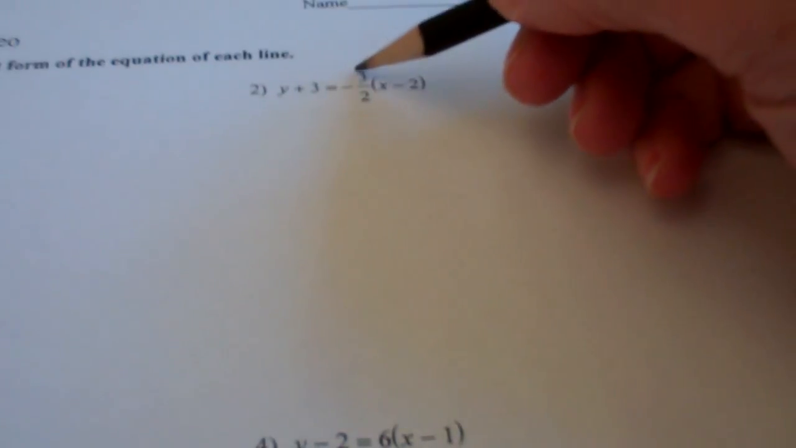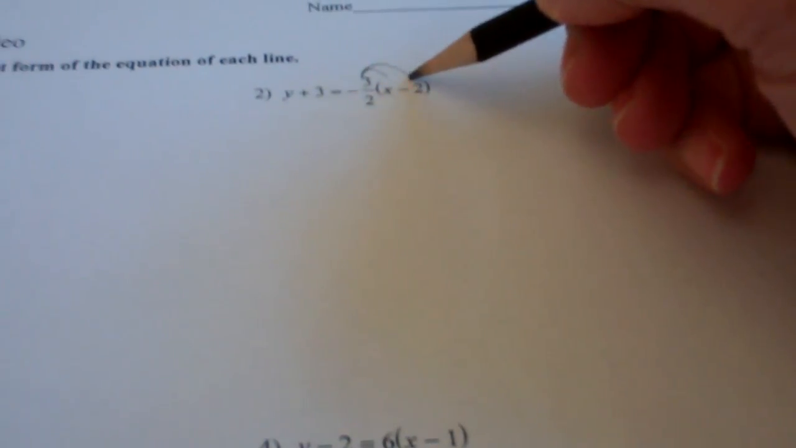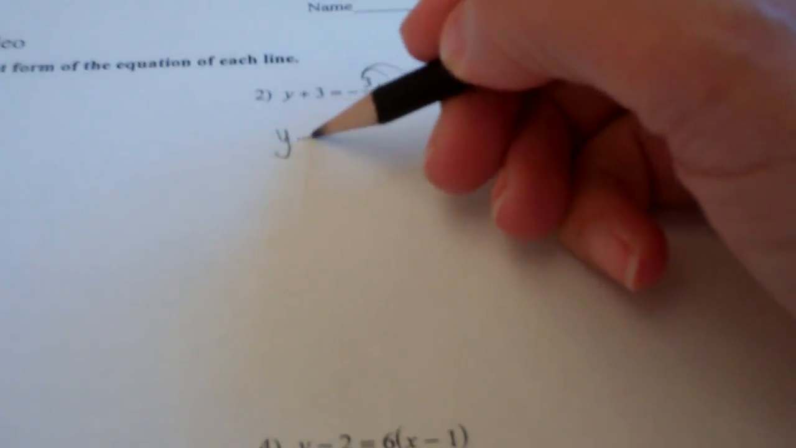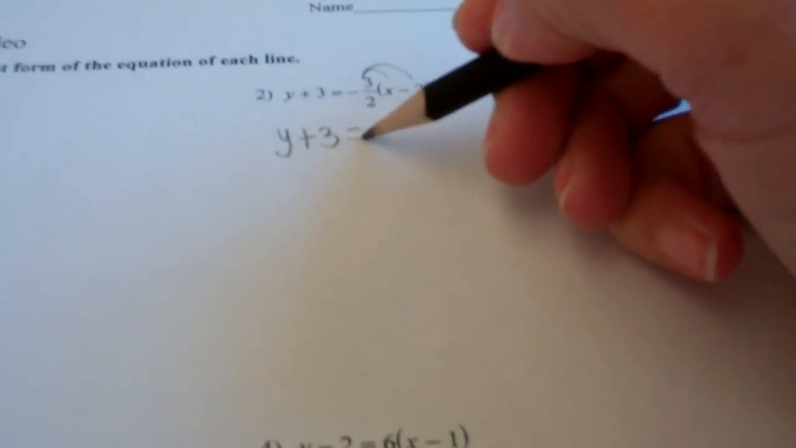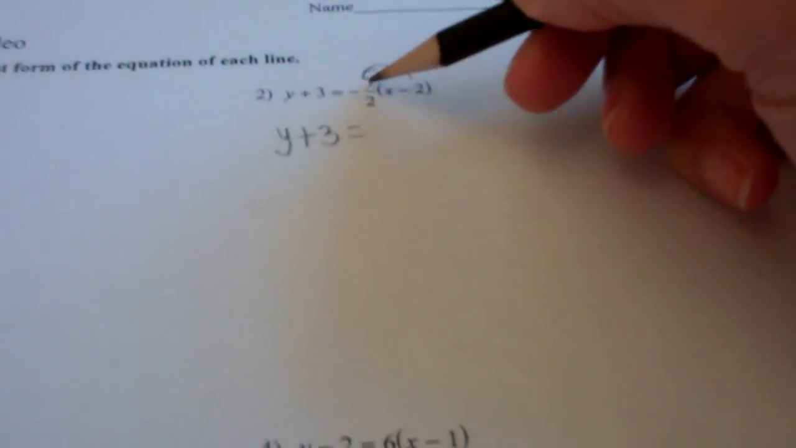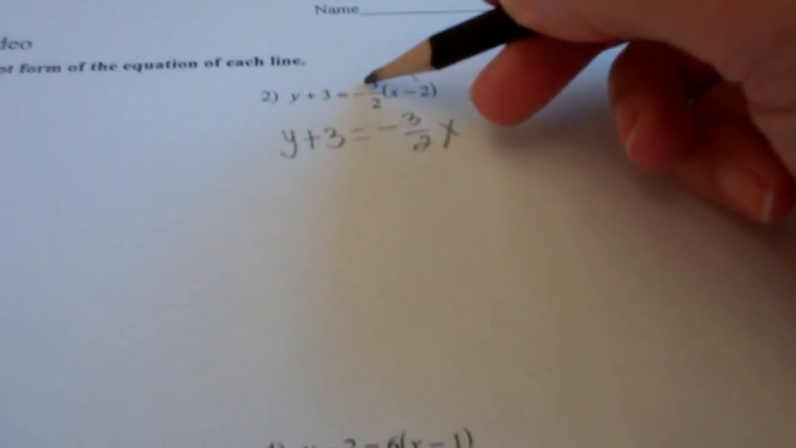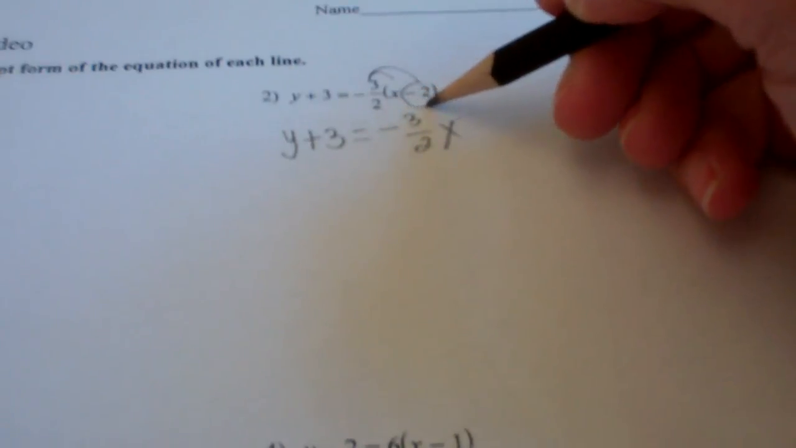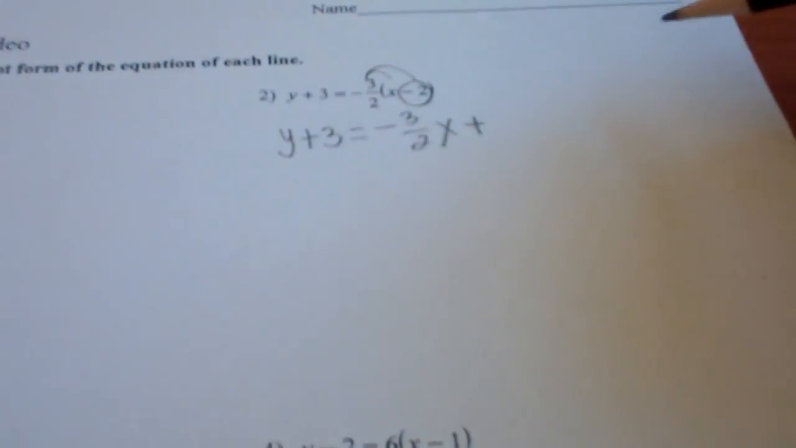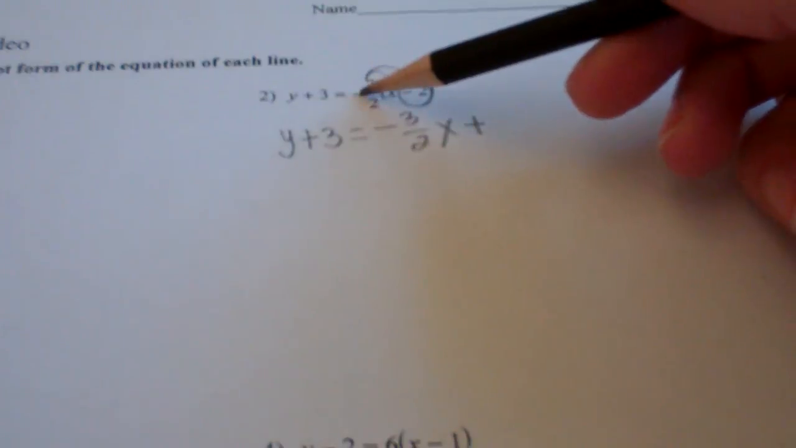Moving on to the second example, we have y plus 3 equals negative 3 halves times the quantity x minus 2. Again, we're going to be distributing so that our parentheses will be removed. Let's bring down our y plus 3 and our equals. Negative 3 halves times x is just negative 3 halves x.